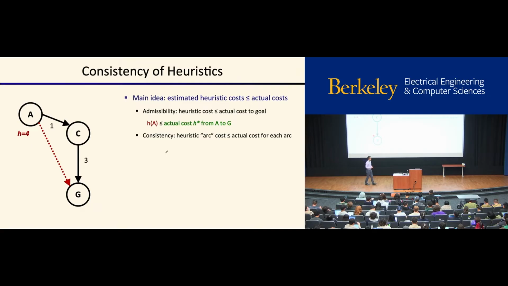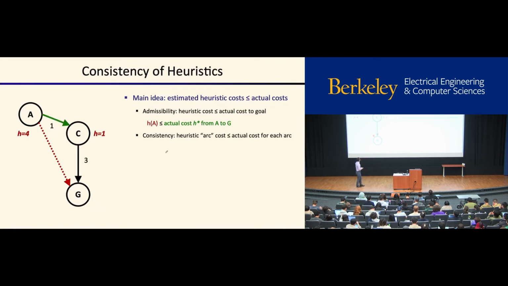But this is kind of a weird idea, right? What does it mean for a heuristic to underestimate the cost of an action? A heuristic is a function that takes in a state. How can we estimate the cost of an action using a function that estimates the cost of a state?